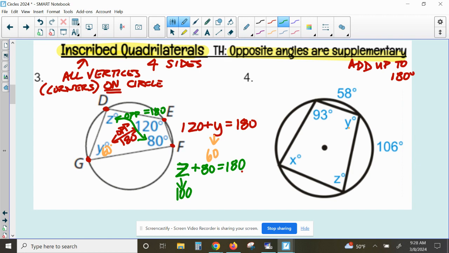Something true about quadrilaterals, the inside of quadrilaterals: you know how triangles have to add to be 180? The inside angles of quadrilaterals have to add to 360.